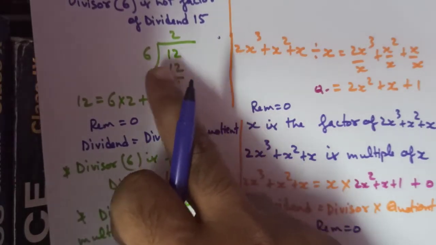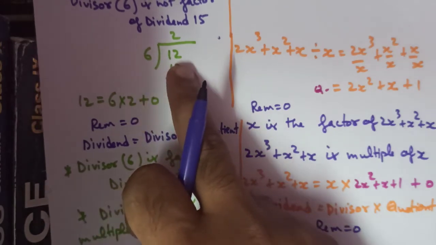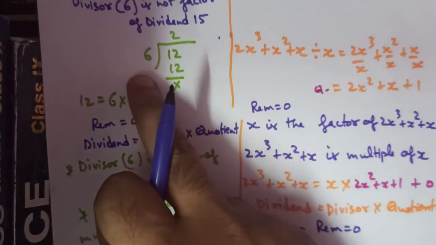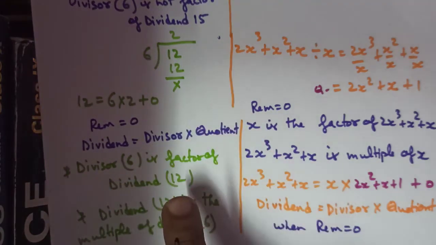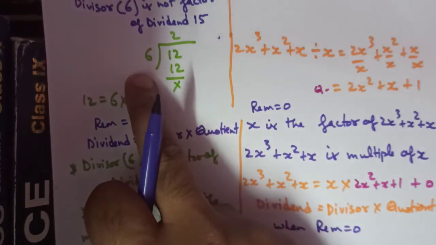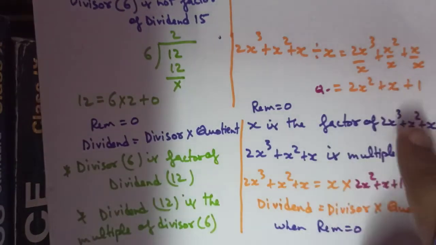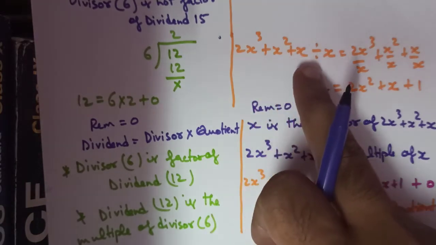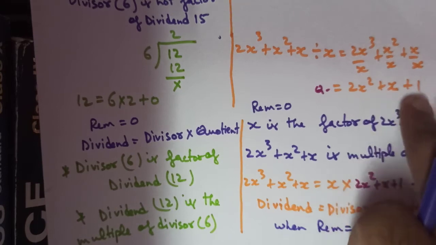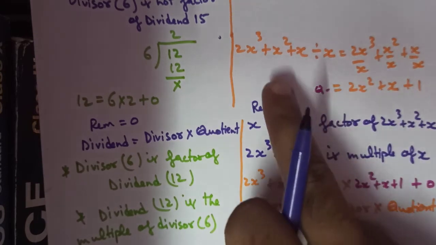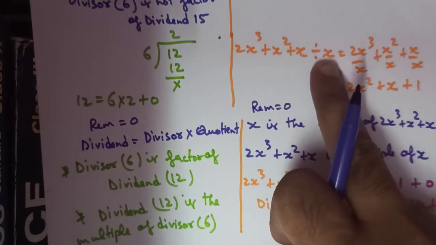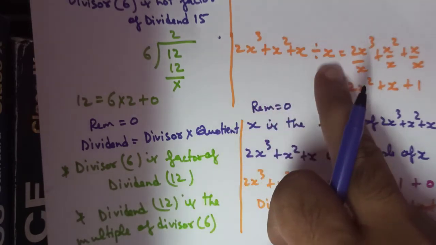Then when a number 12 is divided by 6, 12 is the dividend, 6 is the divisor, and we say that the dividend is the multiple of divisor. Here also, since 2x cube plus x square plus x, when divided by x, we are getting the quotient as this, and remainder is coming equal to 0. We say that the dividend is the multiple of divisor.